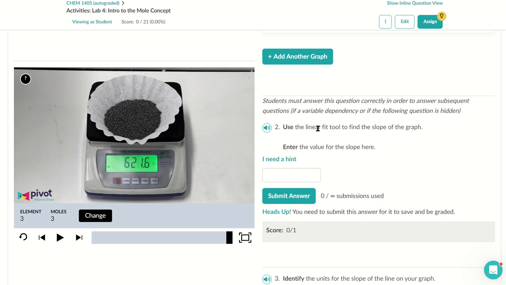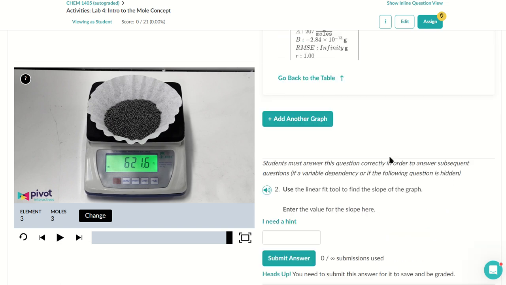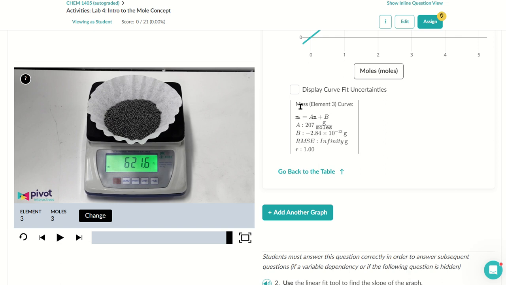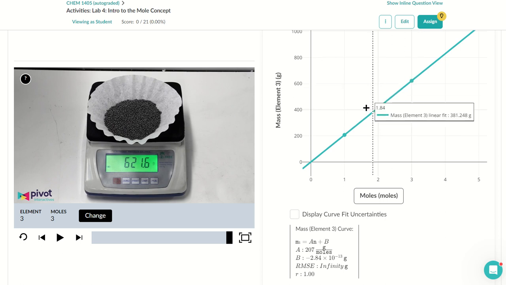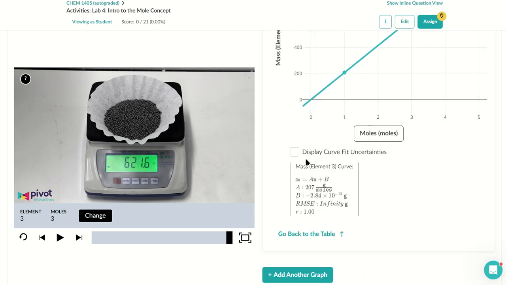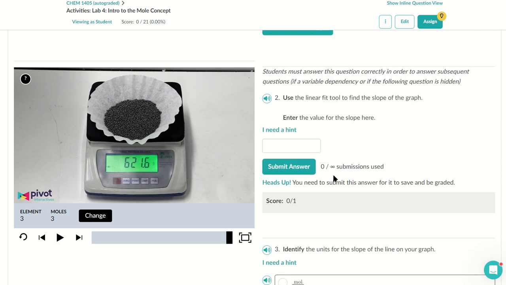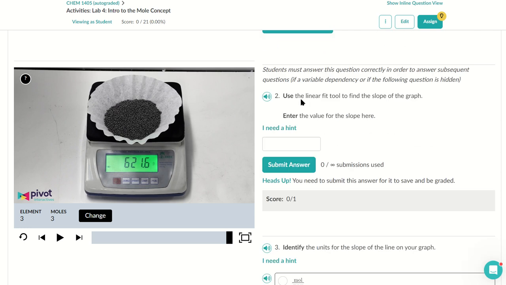So use the linear fit tool to find the slope of the graph. So this right here is very important. What this is, information related to this line. This line is going to tell us a lot of information. I know it doesn't look like it, and I know you're probably just like, slopes, what does that mean? I forgot everything from math. It's gonna tell you some information related to what we're working with here.